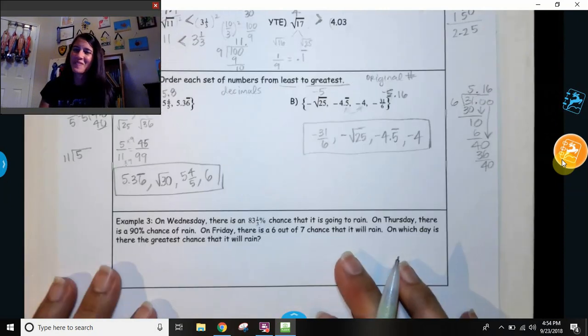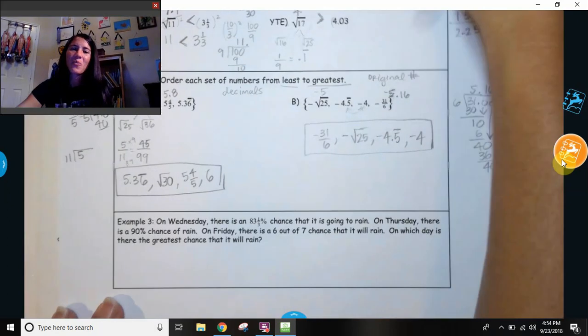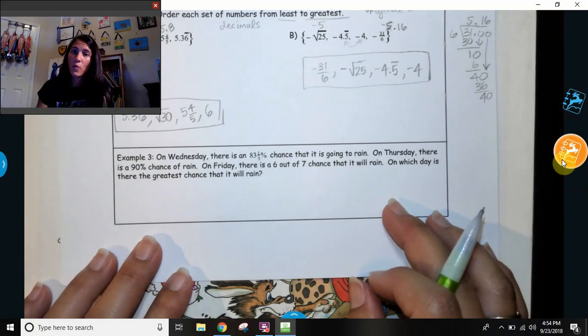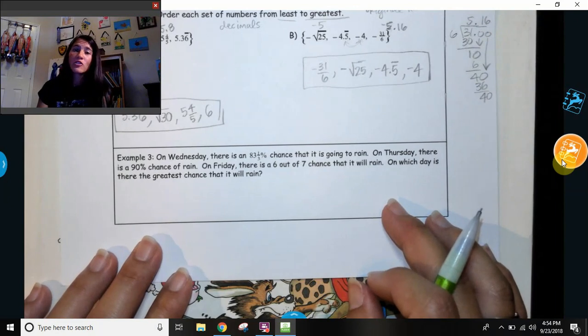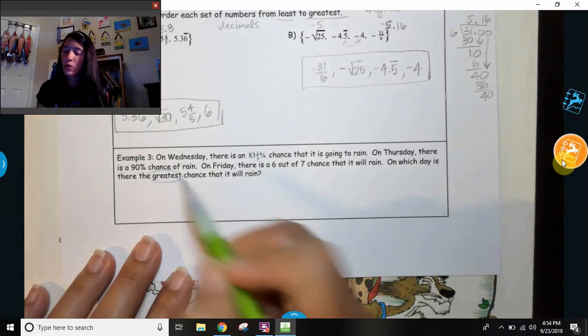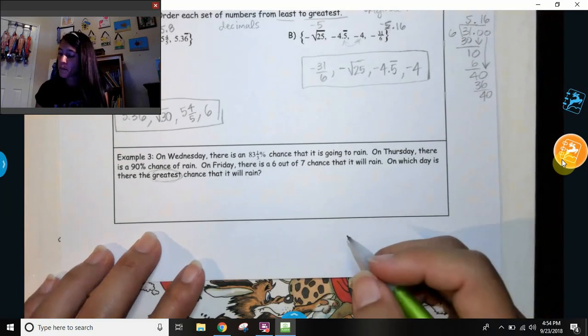Whew, that was a lot. All right, last one. On Wednesday, there is an 83 1/3% chance that it's going to rain. On Thursday, there is a 90% chance it's going to rain. On Friday, there's a 6 out of 7 chance that it will rain. On which day is there a greatest chance? So let's circle the word greatest because that's the most important.